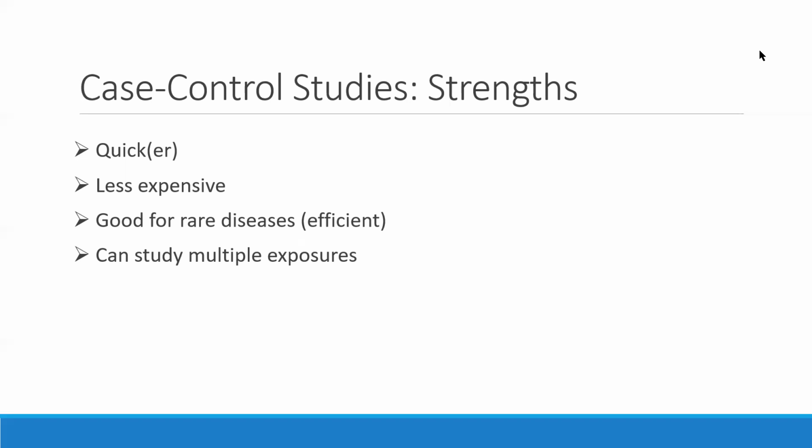If you're looking for something really rare, G6PD is not that rare, but something that is really unusual that would require you looking at millions of samples to find it, then a case control study would be a good place to start, because you get all the samples with that rare outcome, and then you look at the exposure. And you can also look at multiple exposures at the same time.